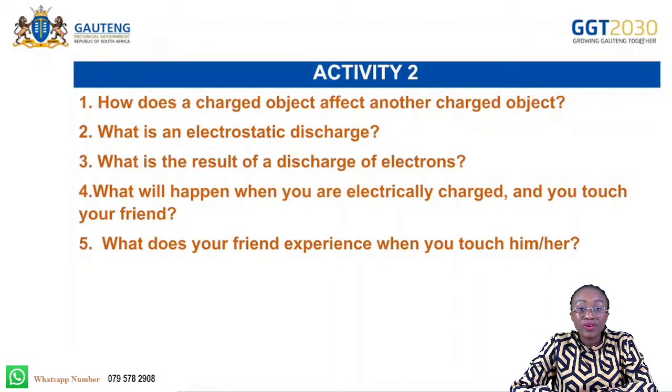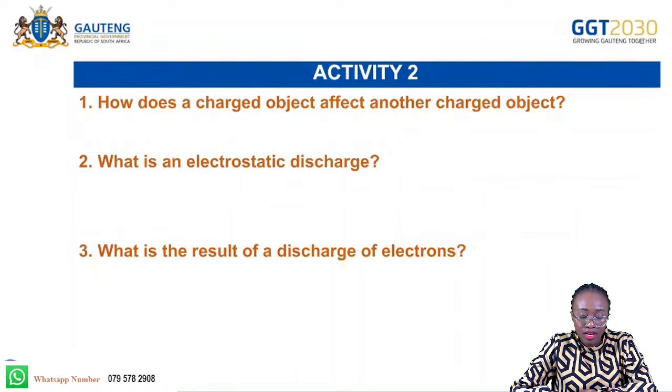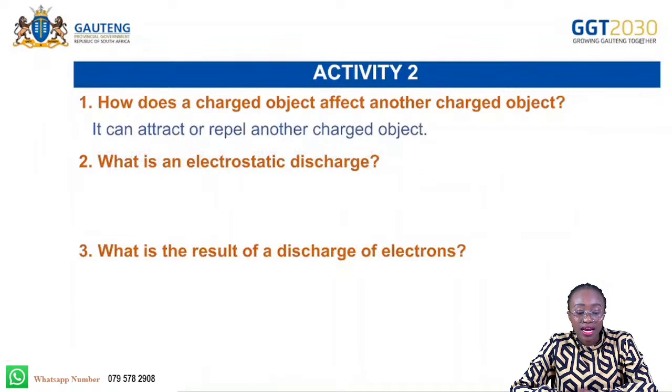Welcome back, learners. Now let's answer the questions together. We'll start off with the first three questions. How does a charged object affect another charged object? It can attract or repel another charged object. It can attract it if the other charged object has a different charge, or it can repel it if the other charged object has the same charge or a like charge.